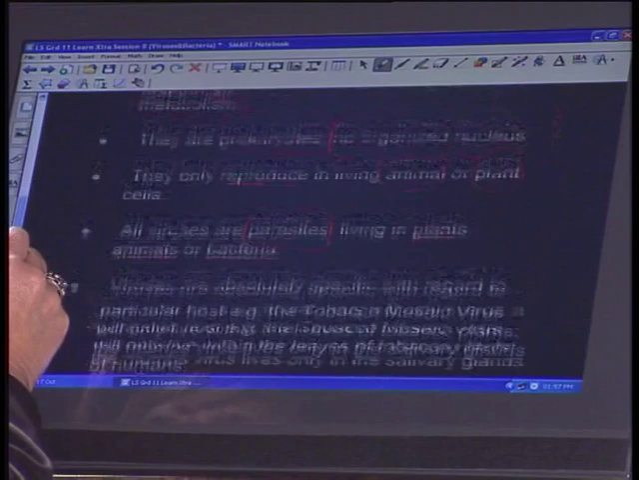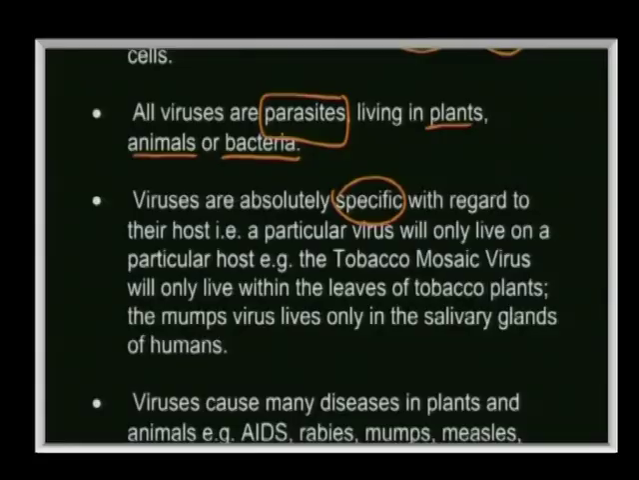Viruses are very, very specific. A virus will only attack a certain kind of host. Some of them go a little bit further and they will only attack a certain kind of tissue in a specific host. As such, we call them host specific. Another example, the tobacco mosaic virus will only infect tobacco plants. Mumps virus, which infects us and makes us feel very, very miserable indeed as our whole face swells up, will only live in our salivary glands.